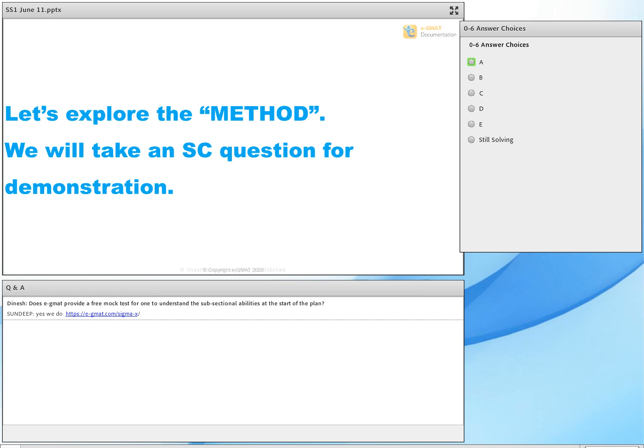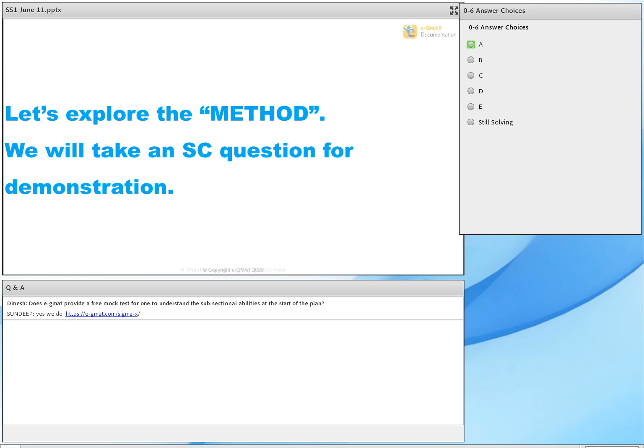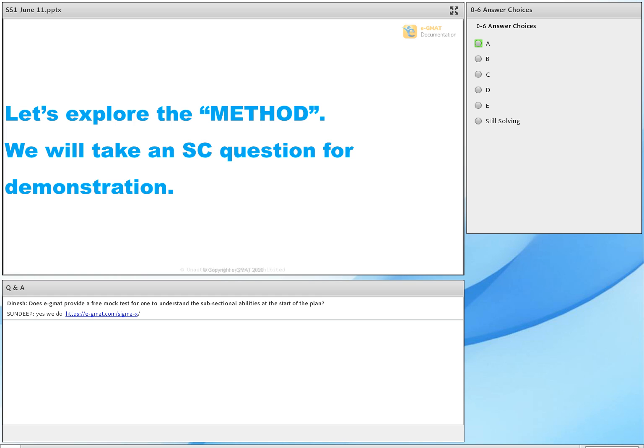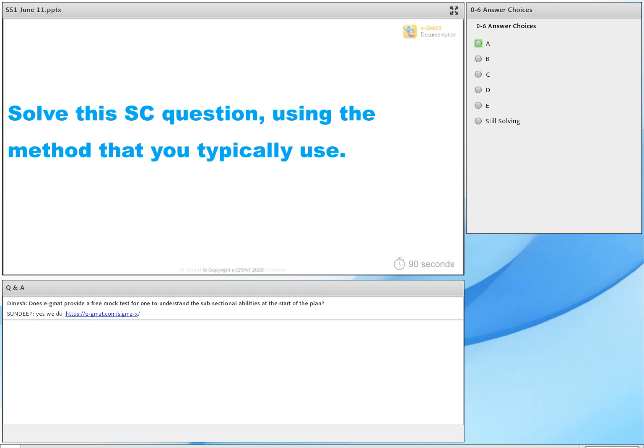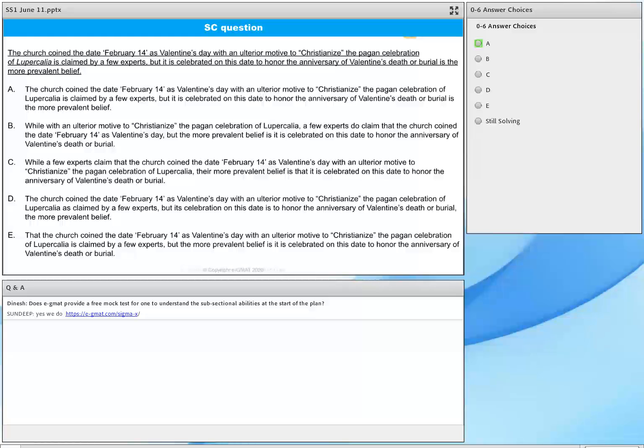Cool. All right. I'm going to remove broadcast results. And don't be biased by the choice C that people have chosen, because you might end up choosing the wrong answer. Okay, here is the SC question. Use the method that you usually use to solve this question. I'm going to mute myself.